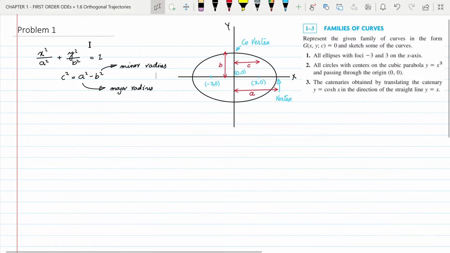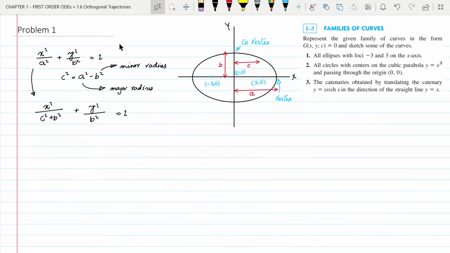Now this equation is the general equation of an ellipse with center at 0, 0 or at the origin. Now we have to represent this equation in the form G(x, y, c) equal to 0, that means with one parameter c. Here you can see that we can write a square as c square plus b square from this equation. So let us write that. From here we can write x square divided by c square plus b square plus y square divided by b square equal to 1.